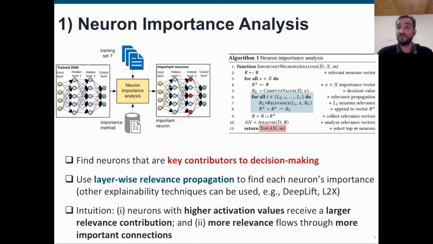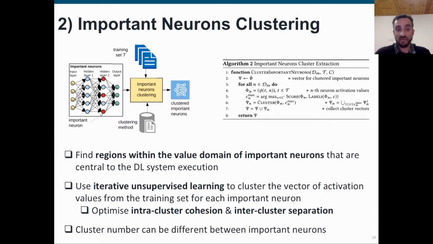It can employ other explainability techniques. And the intuition under the hood is that neurons with higher activation values receive a larger relevance contribution, and more relevance flows through more important neurons. Once this step finishes, we return the top important neurons, which are the key contributors to decision making. In the next step, having identified those important neurons, we realize an iterative and supervised learning technique.